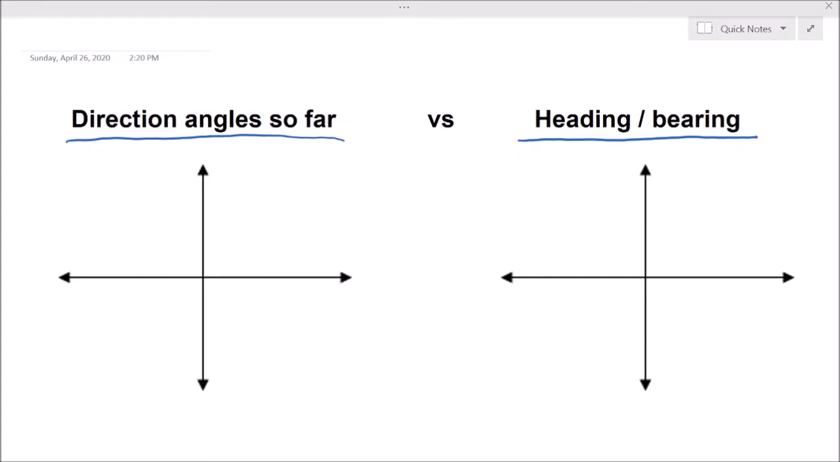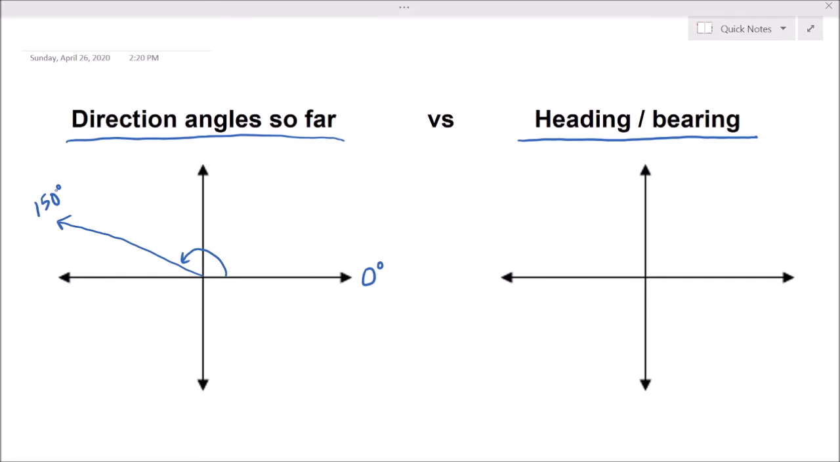Let's use the example of 150 degrees. And so far, we've always said 0 degrees is here, right, in the positive x direction. And then 150 degrees would be like this. Because we start at 0 and go counterclockwise, right? 150 degrees going counterclockwise.